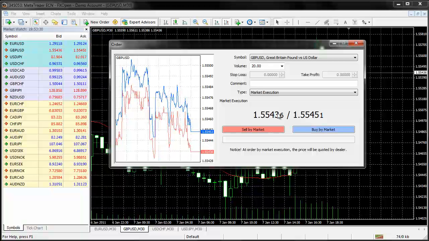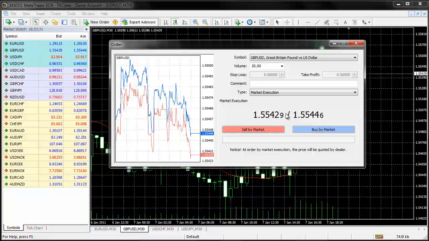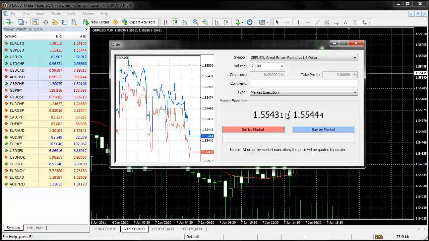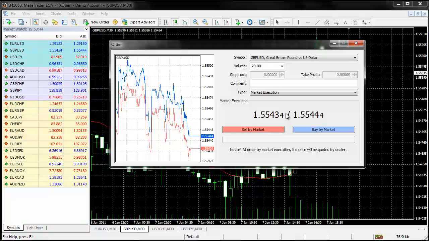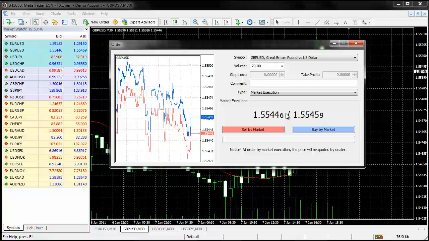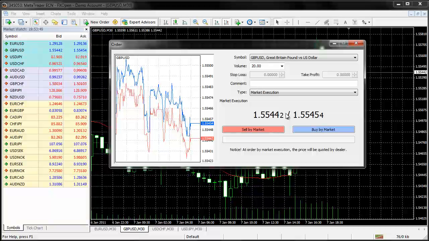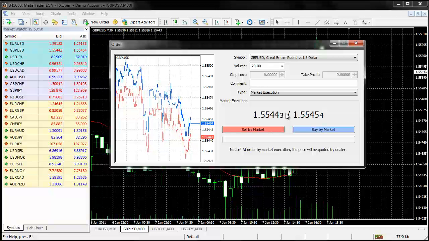Now the spreads will get wider and shorter depending on how many people at the same time make an order or make a trade. When it comes up to news releases as well, you'll see the spread get wider, and it's kind of like a warning or a heads up to let you know that the market's going to start becoming a little bit more volatile.